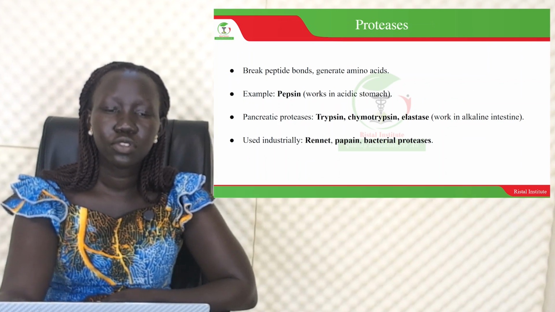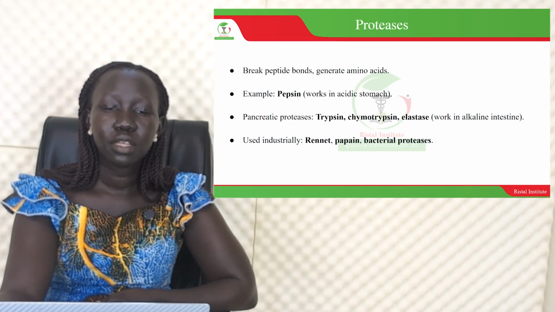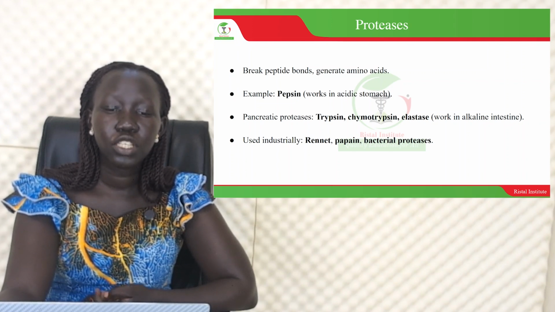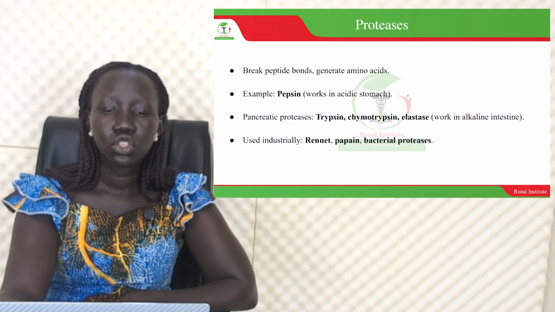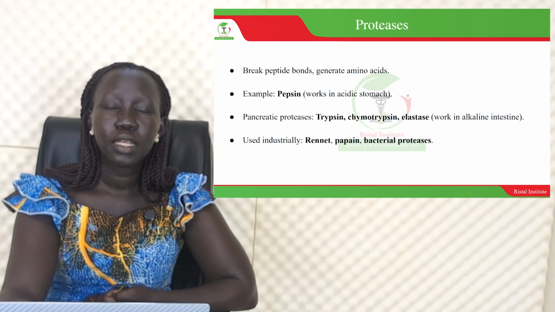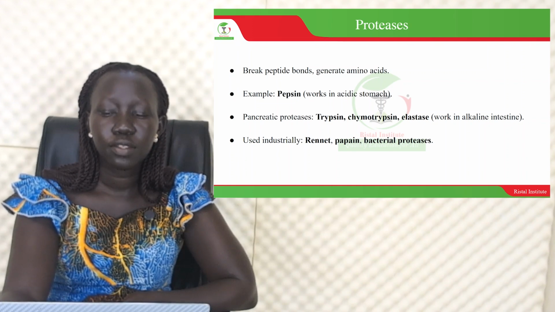Proteases, like we have said already, break the peptide bonds and generate amino acids. An example is pepsin, which works in the acidic pH of the stomach. Pancreatic proteases such as trypsin, chymotrypsin, and elastase work in the alkaline intestine. And they can also be used industrially, such as rennet, papain, and bacterial proteases.